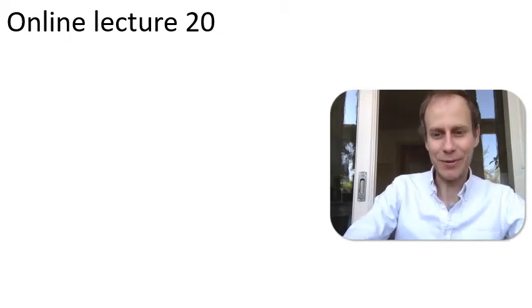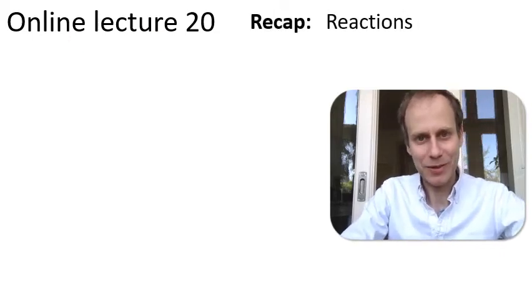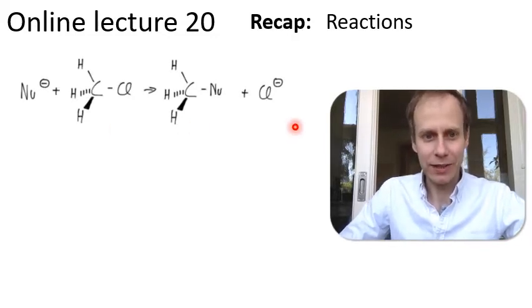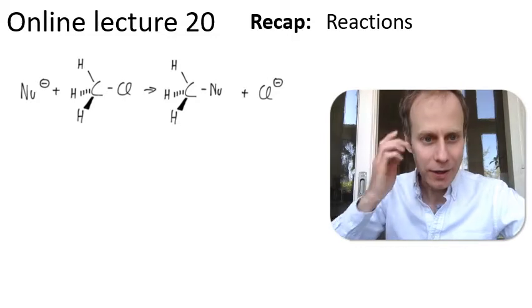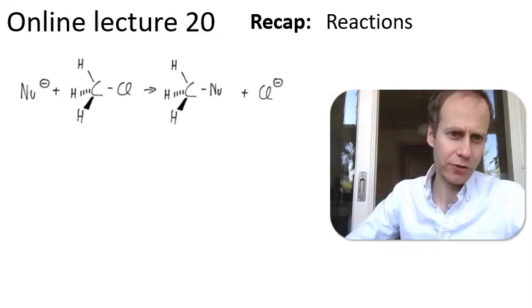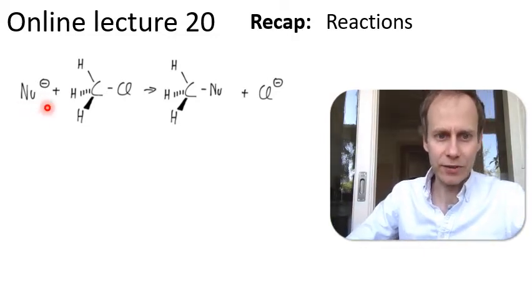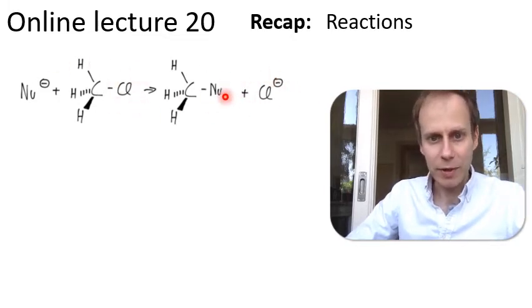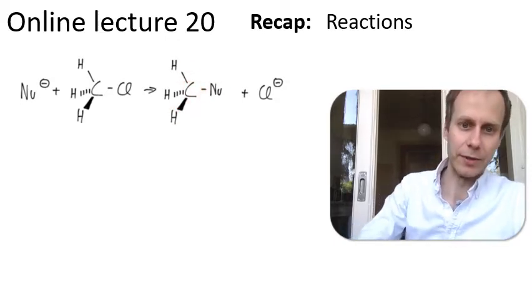Online lecture number 20. Last time we spoke about chemical reactions, and specifically we looked at the end of last lesson at a nucleophilic substitution reaction. So a nucleophile attacks an electrophile. It substitutes a chlorine that splits off as a chloride by covalently bonding to this primary carbon here.